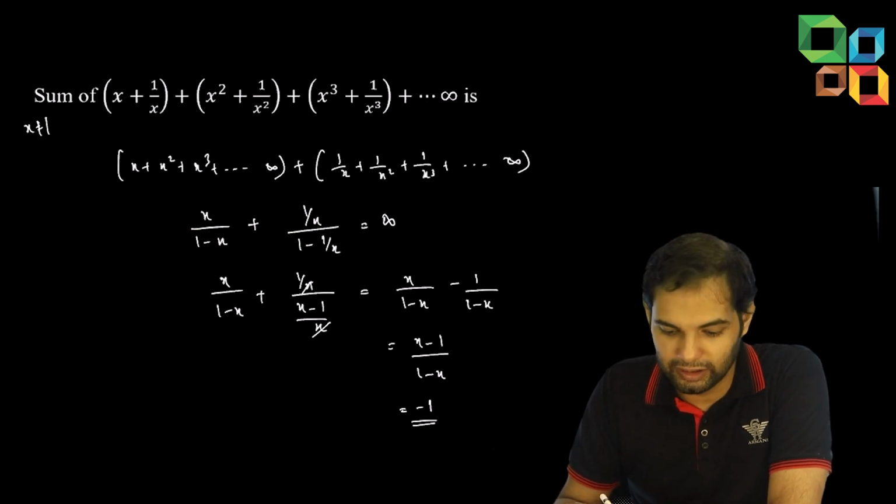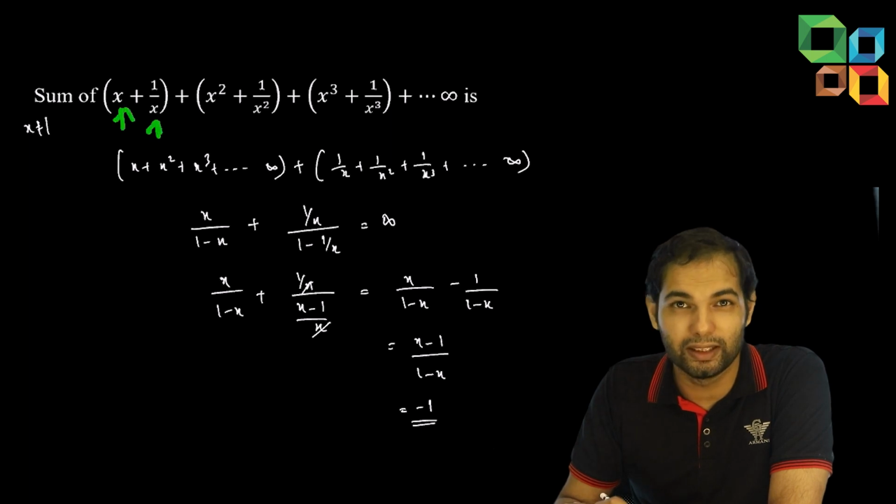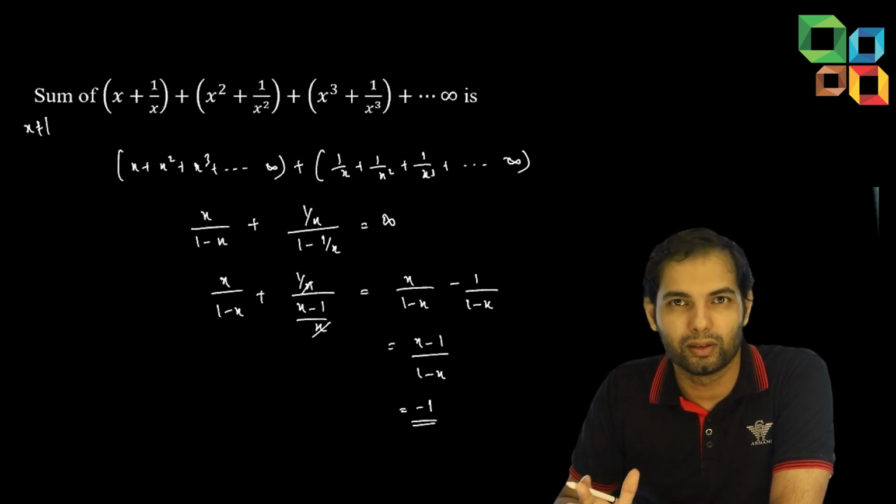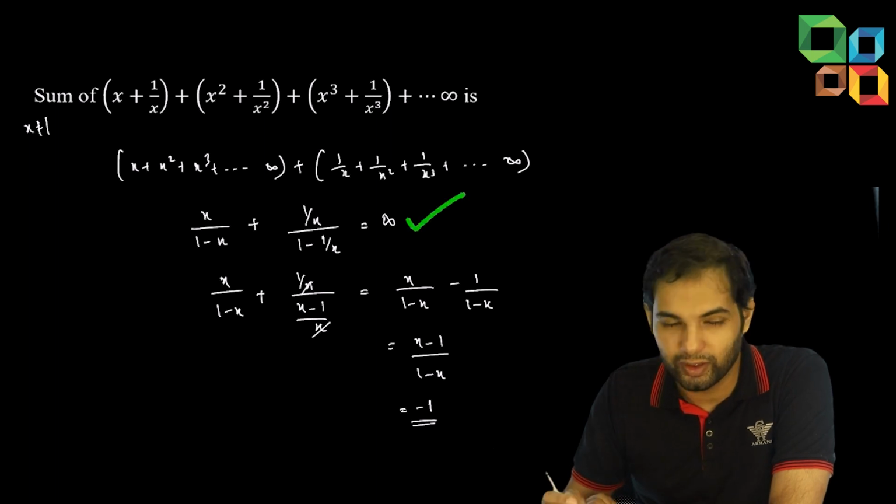But that's why the particular terms, look at it, x and 1 by x, so that you're sure that if one you choose to be less than 1, the other will be greater than 1. That was the whole trick to the problem. So the sum is infinite.